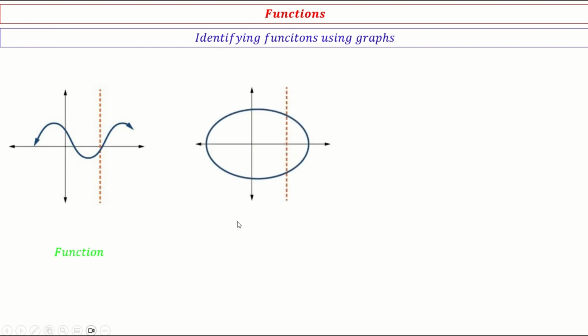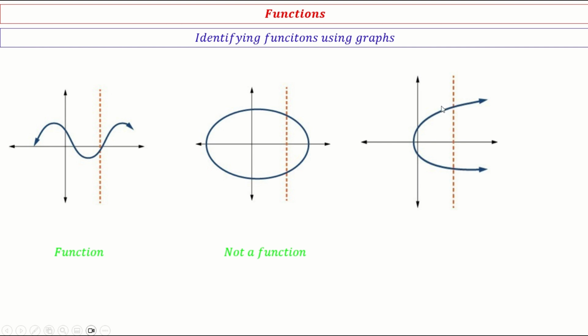Now this one, is it a function or not? Very clearly, if I draw a vertical line here, it is intersecting at two places. So this x value has two y values. So the function is not defined at this place. Whatever graph is here, this is an ellipse. This is not a function, because at a given point it has two images.